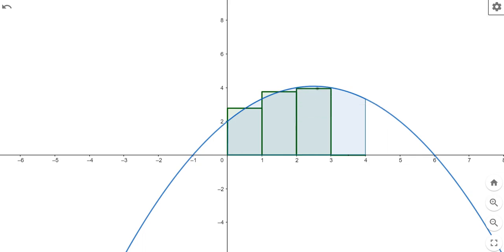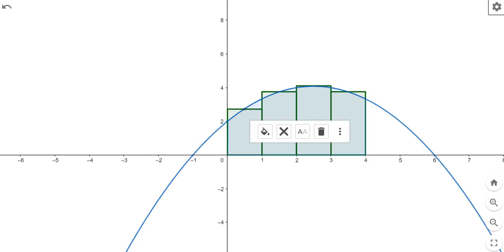For instance, I can use these four rectangles. The area of these four rectangles is going to be approximately this blue area that I'm looking for. The question is, how tall should I make the rectangles in order to make this work? A logical answer might be, maybe I should line up the middle of the rectangle with the function.